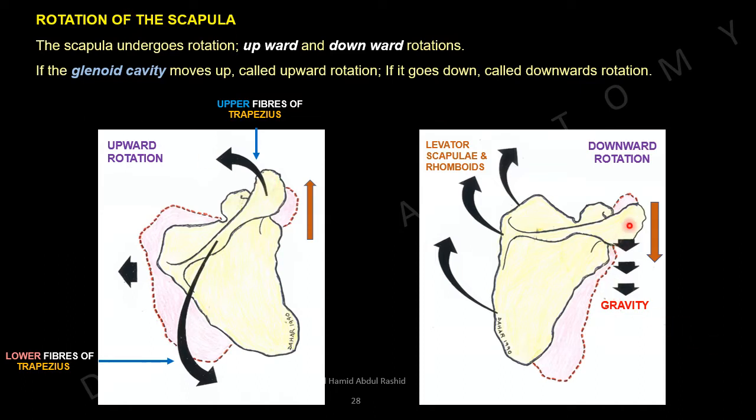In this case, downward rotation. Here is the glenoid cavity. Here is the medial border. The muscles attached to the medial border are levator scapulae, rhomboid minor, and rhomboid major. When they contract, this part will go up. At the same time, because of gravity, the upper limb is attached there. This weight will pull down the glenoid cavity. So there will be downward rotation of the scapula.